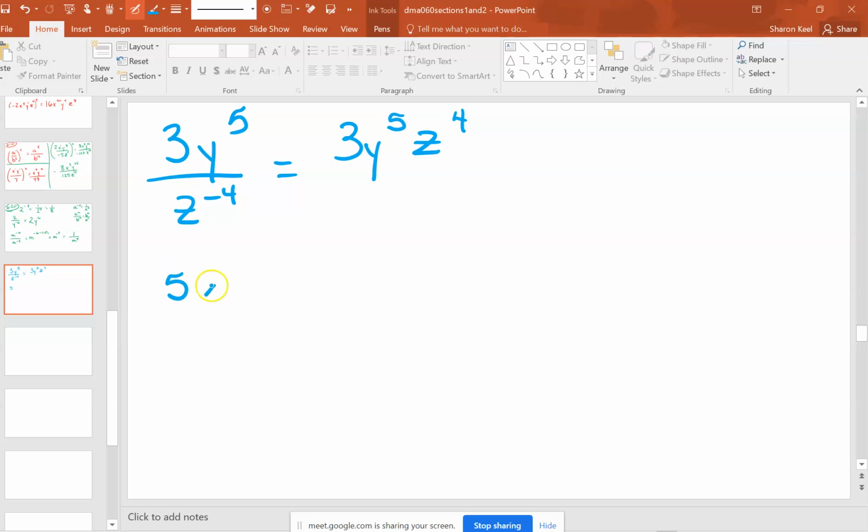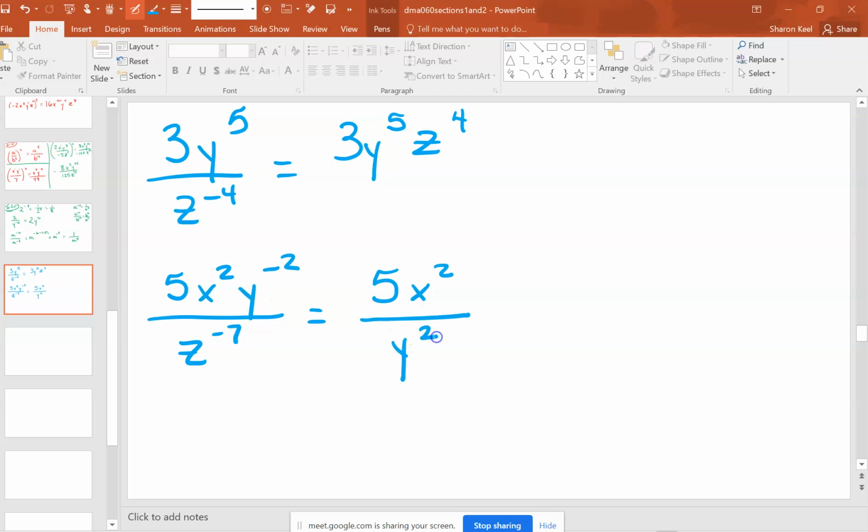Okay, here we have 5x squared y to the negative 2, and then z to the negative 7. Now, none of these bases are the same, so nothing's going to be combined. What we're going to do is move some things. The 5 and the x squared do not move. This y to the negative 2 is going to drop down to your denominator, and the z to the negative 7 is going to pop up and become a positive and put it in the numerator.